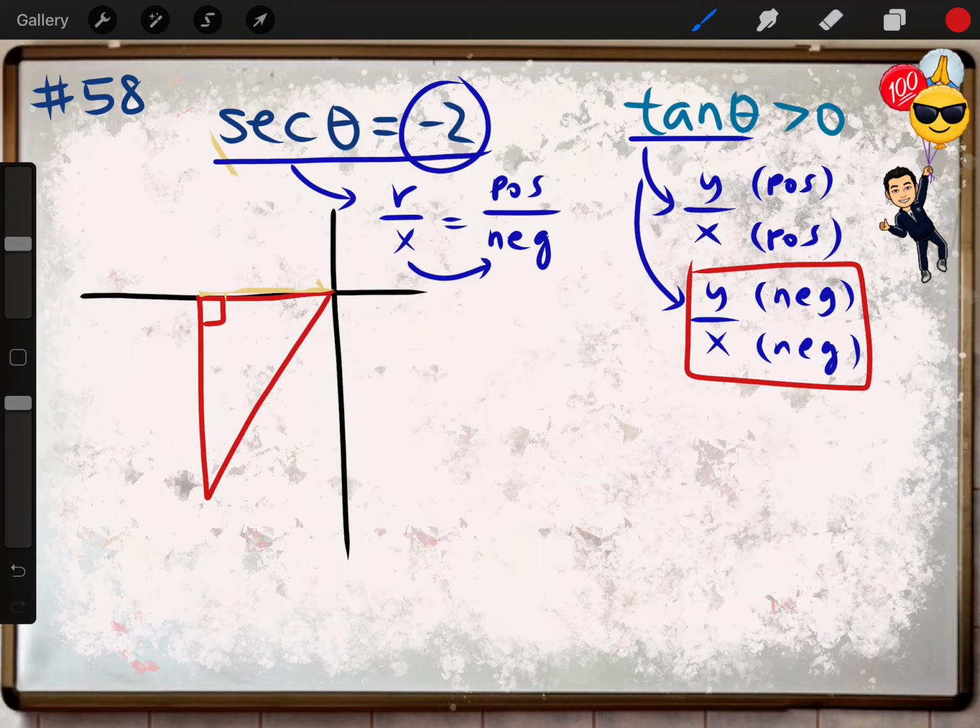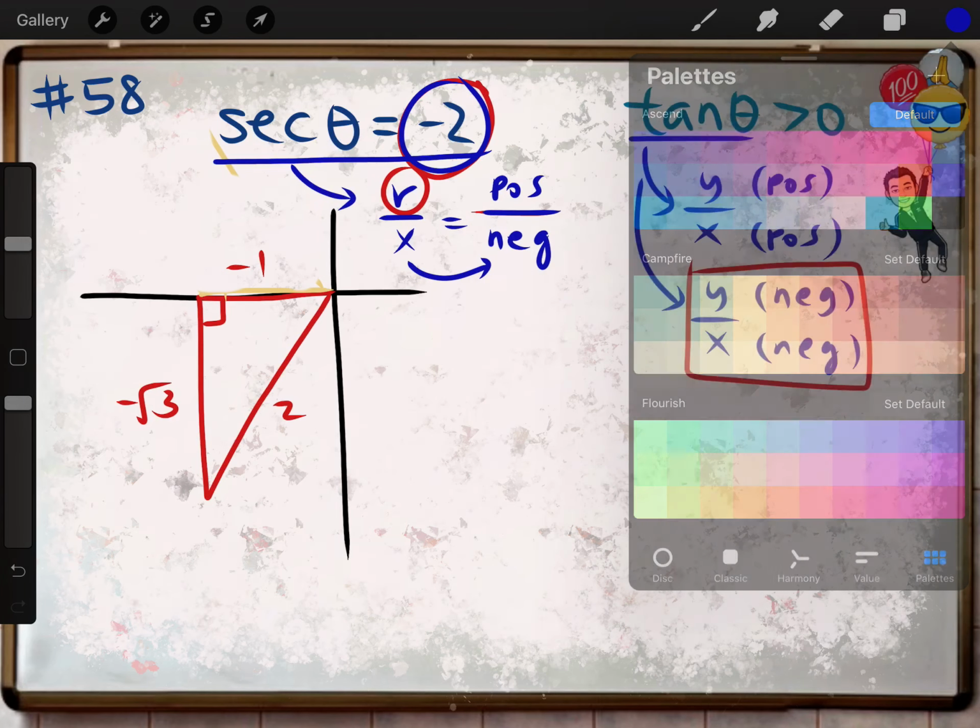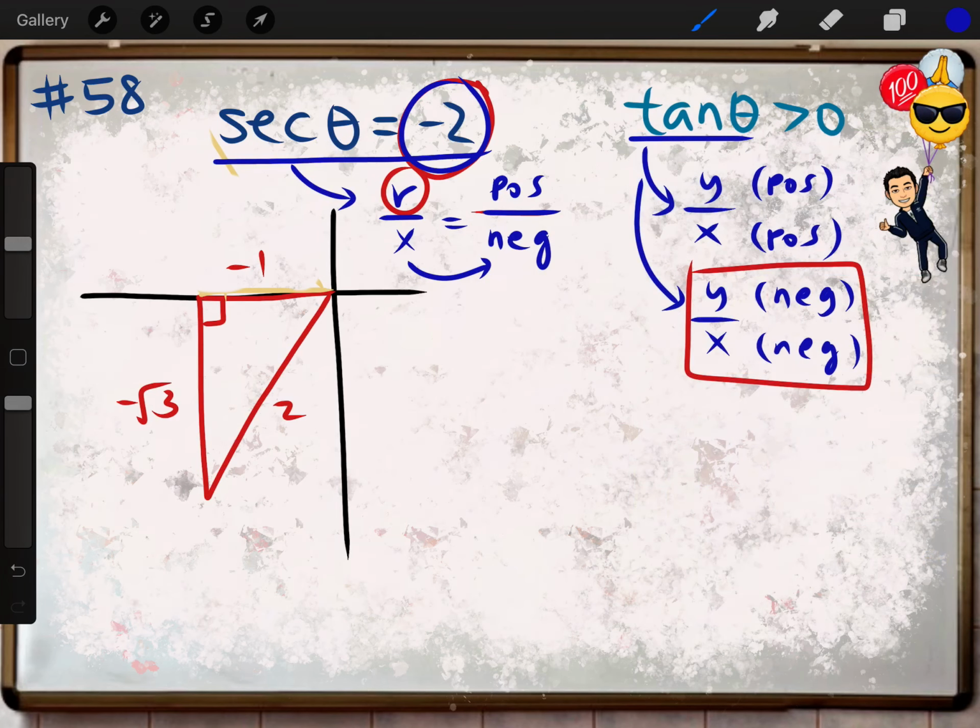Okay, so let's label the parts we know. In this case, if it's a negative 2, this is going to be a little tricky. If this is negative 2, your radius is going to be positive, so that's going to be a positive 2 in this case, and your x has to be a negative 1. If you apply the Pythagorean theorem, y, the opposite side, is going to be negative radical 3. Okay, so we just go ahead and write all 6 trig functions.